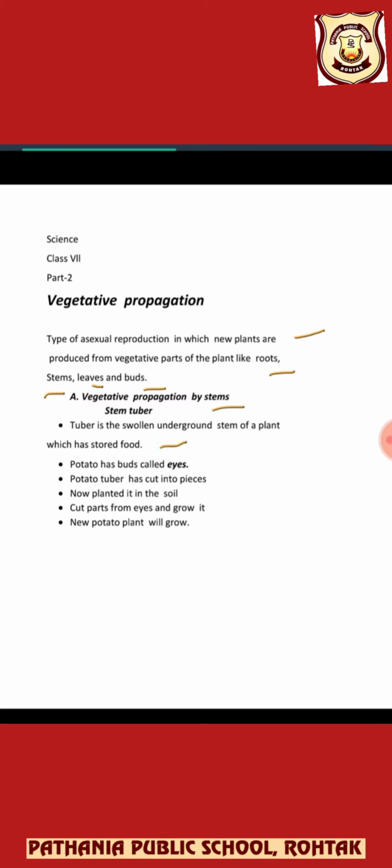We can give the example potato. So potato has tubers which store food in them. Potato has buds called eyes. So potato has eyes, and definitely when they are sprouted somewhat, that we are talking about eyes over here. So potato tubers are cut into pieces, and then planted in the soil, in moist soil of course, cutting the parts from the eyes and growing it.